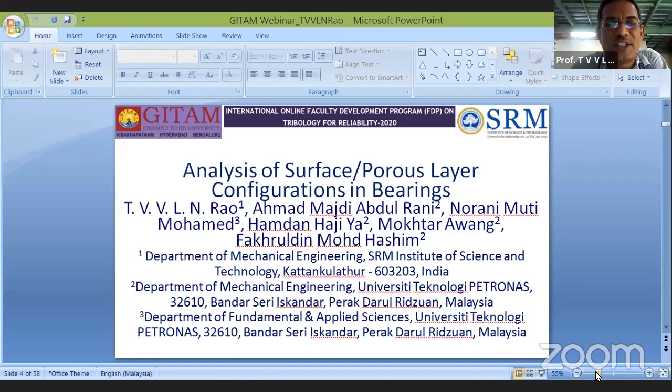We could actually see this in terms of the modeling of these bearings incorporating these configurations. So thanks a lot to my colleagues from Malaysia, Professor Ahmad Fazil Abdul Rani, Professor Norani Mutiah Muhammad, Professor Hamdan Khadija, Professor Mukhtar Awang, and Professor Fakhruddin Muhammad Hashim. They have been with us in a number of projects, and their kind support is greatly acknowledged.